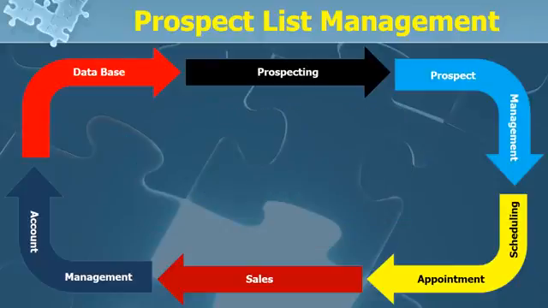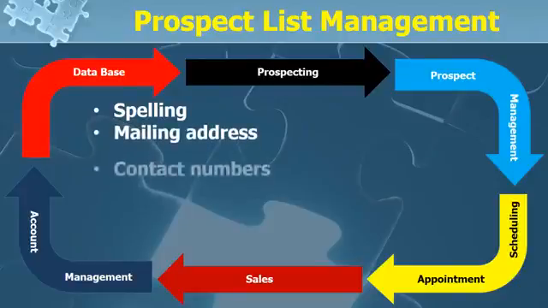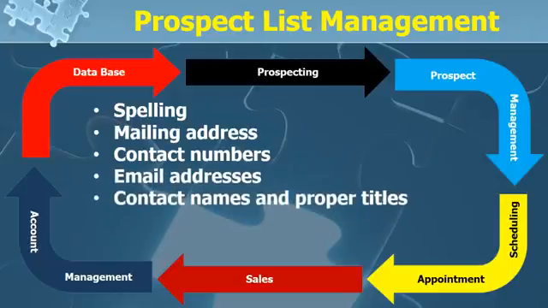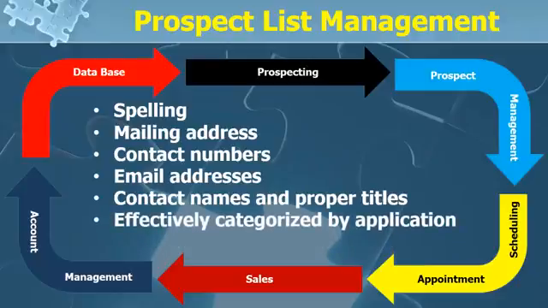Stay on top of active prospects, adding new information to notes as it is acquired, and making certain that to-do items are recorded and that the system is properly used to ensure timely follow-up and follow-through. Make sure information is accurate and up-to-date, including spelling of all information, mailing address, contact numbers, email addresses, contact names and proper titles. Mailing lists are effectively categorized by potential client application to products and/or services, and all necessary companies and contacts are updated, added, or deleted.